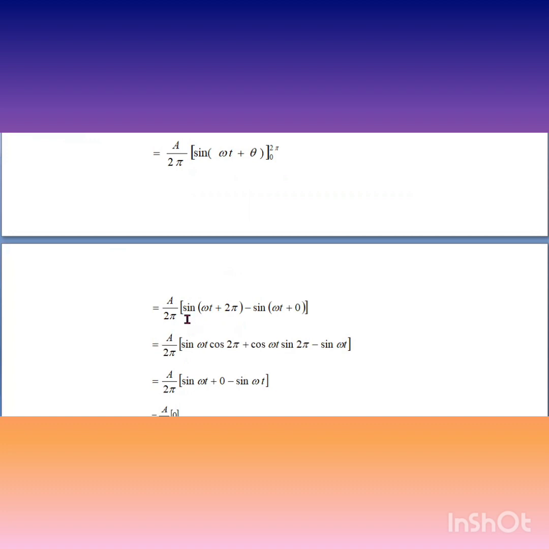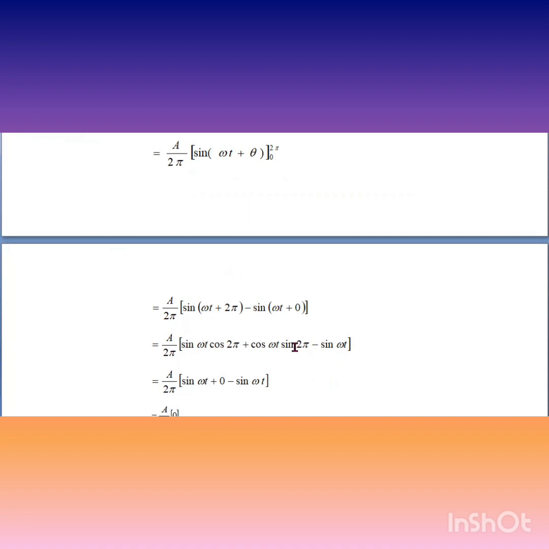Sine of omega t plus 2 pi can be written using the formula sine of a plus b, sine a cos b plus cos a sine b. Using this formula, you can expand a divided by 2 pi, sine omega t cos 2 pi plus cos omega t sine 2 pi minus sine omega t. Now what is cos 2 pi? Cos 2 pi is 1. What is sine 2 pi? Sine 2 pi is 0.